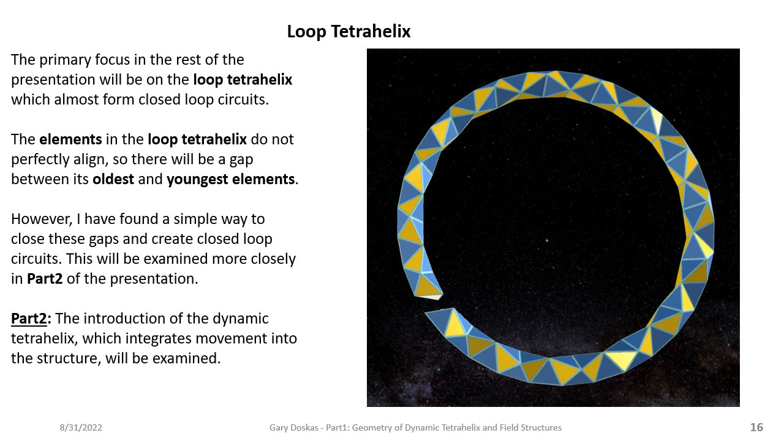Loop tetrahelix. The primary focus in the rest of the presentation will be on the loop tetrahelix, which almost forms closed loop circuits. The elements in the loop tetrahelix do not perfectly align, so there will be a gap between its oldest and youngest elements. However, I have found a simple way to close these gaps and create closed loop circuits. This will be examined more closely in Part 2 of the presentation. Part 2, the introduction of the dynamic tetrahelix, which integrates movement into the structure, will be examined.